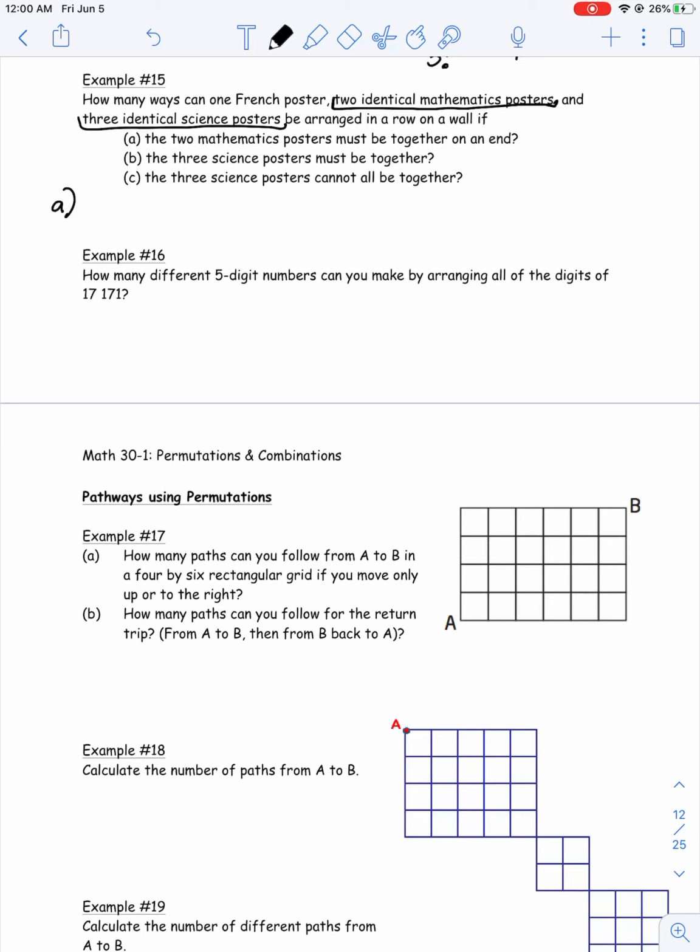So for A, we're going to have 6 spots. 1, 2, 3, 4, 5, 6. It says the 2 math posters must be together at the end, so we're going to write 2, 1 at the very end. Now there's still 4 posters left, so we can go 4, 3, 2, 1 for the remaining spots. Now with this answer, that's going to be the same as saying 4 factorial times 2 factorial.